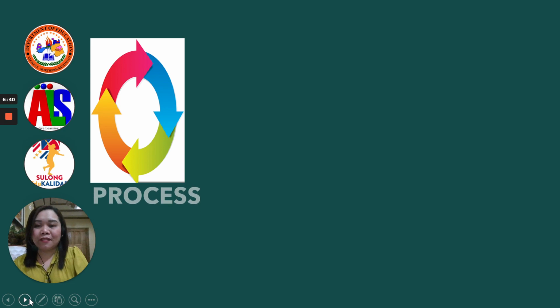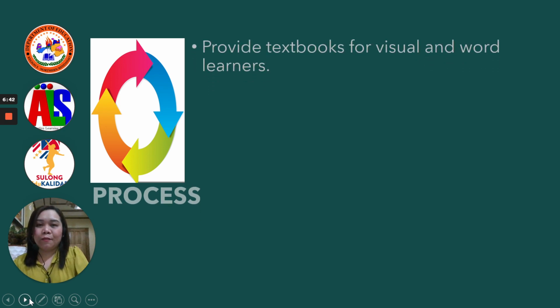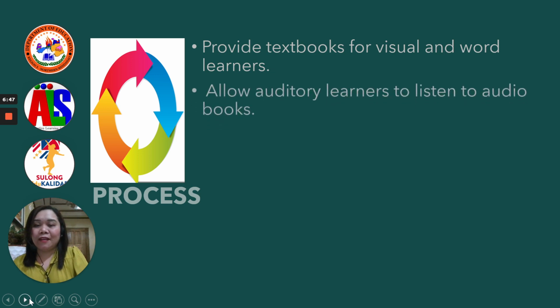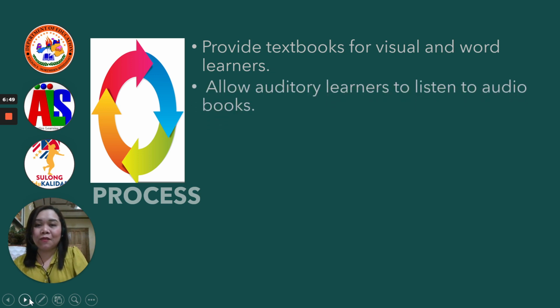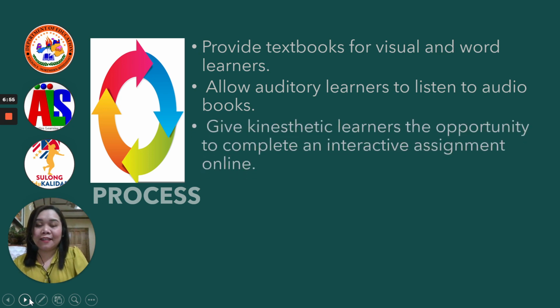As to process, provide textbooks for visual and word learners. You can allow auditory learners to listen to audiobooks or audio lessons. You can give kinesthetic learners the opportunity to complete an interactive assignment online.